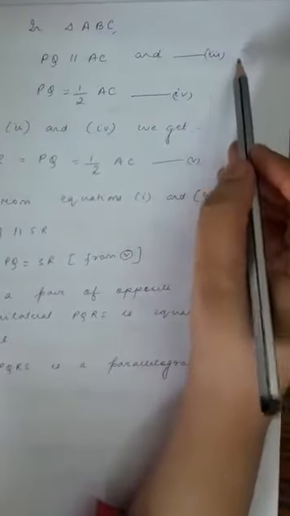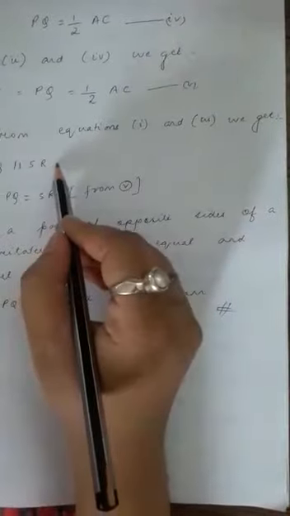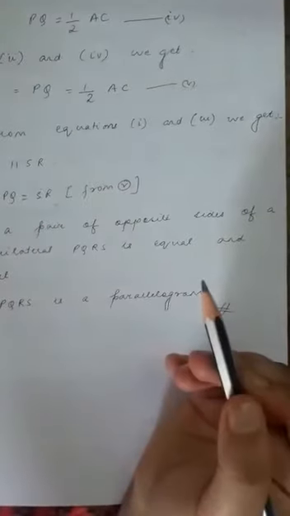Next, in triangle ABC, we have PQ parallel to AC and it is also equal to half of AC. I have kept this one as equation number 3 and 4. So from equations 2 and 4, we can say that SR is equal to PQ, which is equal to half of AC. And from equations 1 and 3, we can say that PQ is parallel to SR and also it is equal to SR.